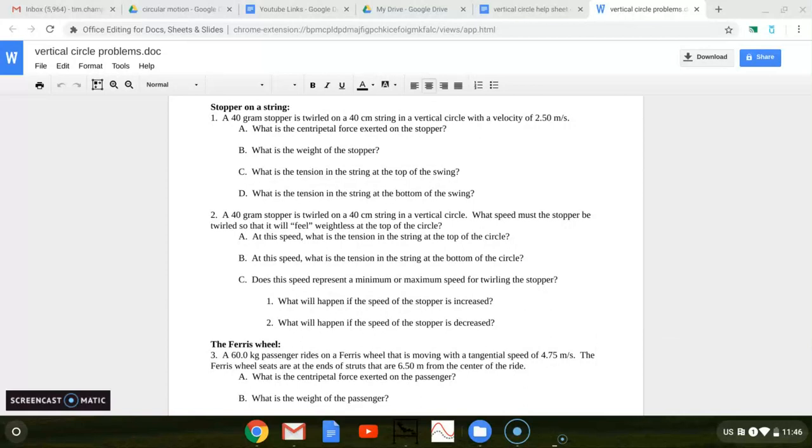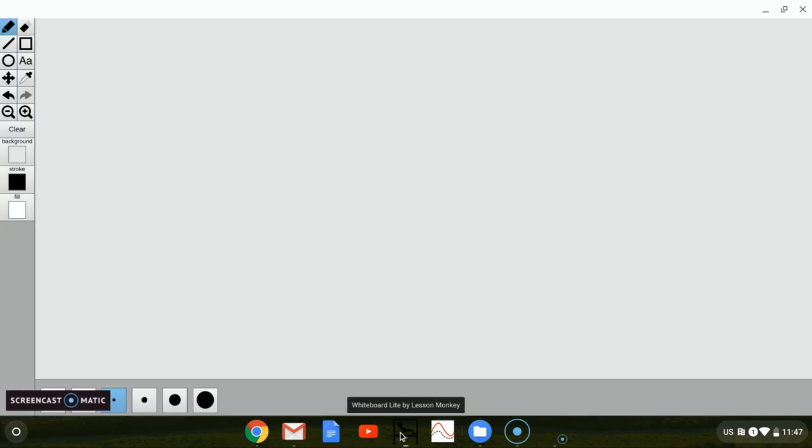So we've got a 40-gram stopper. It's twirled on a 40-centimeter string in a vertical circle with a velocity of 2.50 meters per second. So A, B, C, D here, we're supposed to calculate the centripetal force exerted on the stopper, the weight of the stopper, the tension of the string at the top of the swing, and the tension of the string at the bottom of the swing.